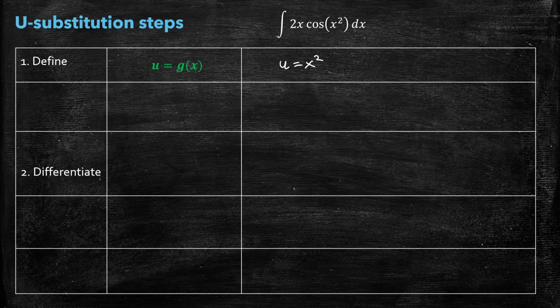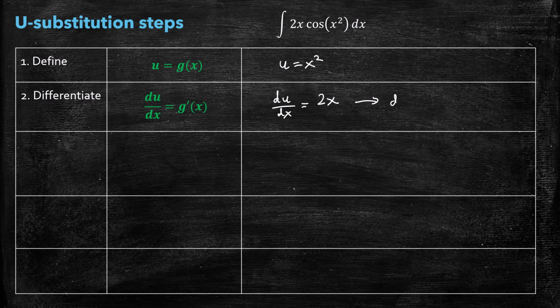The next step is to differentiate, and that's to find du by dx. So the derivative of u with respect to x is clearly 2x. And at this stage, we do something which feels slightly illegal, because we know du by dx just stands for the derivative or the slope, but we're going to cross multiply, take that dx onto the other side, and write in terms of differentials, du equals 2x dx.